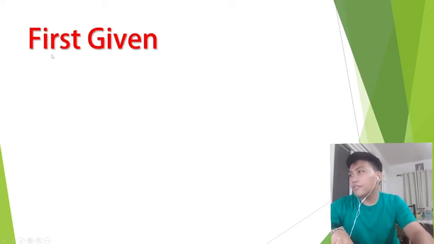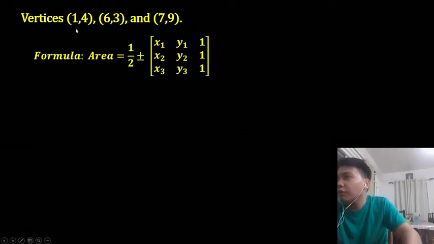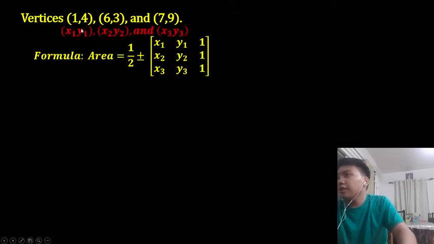So for our first given, we have vertices (1, 4), (6, 3), and (7, 9). Let's go to the solving part. First, represent each vertex with its proper variables. X sub 1 for 1, y sub 1 for 4, x sub 2 for 6, y sub 2 for 3, and x sub 3 for 7, and y sub 3 for 9.